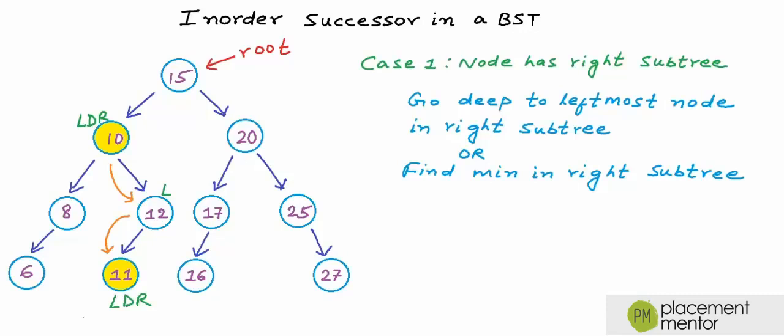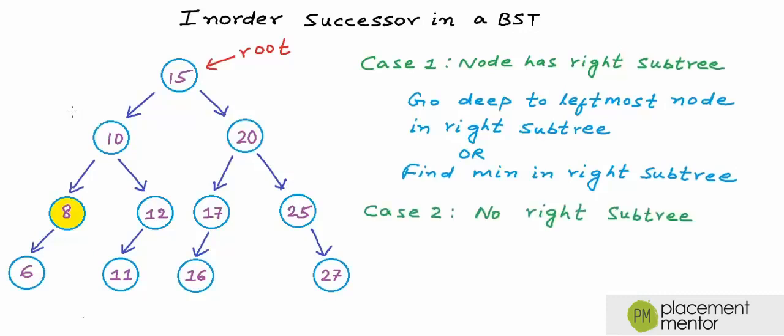Now this is one case. Our node here had a right subtree. What would be the successor if there would be no right subtree? What node would we visit after this node with value 8? This guy does not have a right subtree. If we have already visited this guy, then we have visited its left and this node itself. And there is nothing in right, so we can say that right is also visited, but we have not found the successor yet. Now where do we go from here?